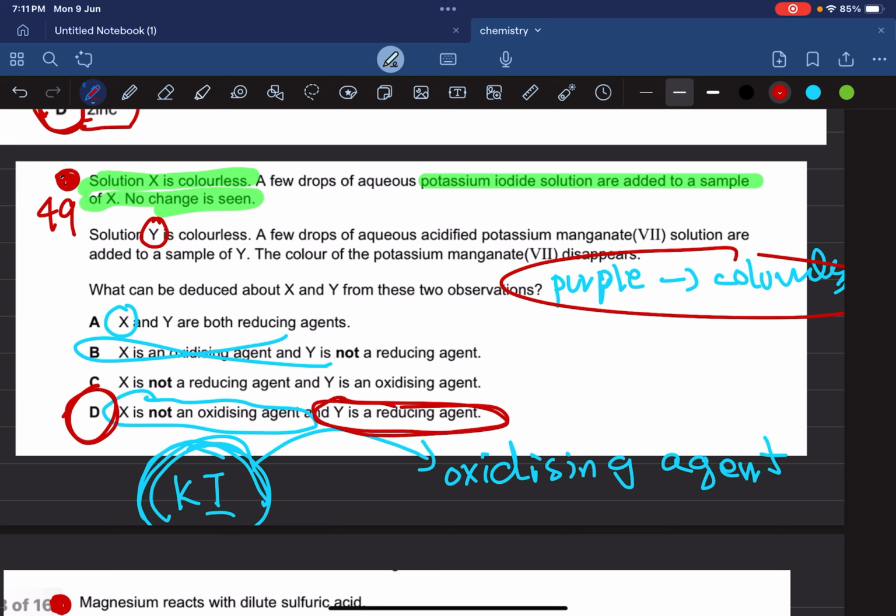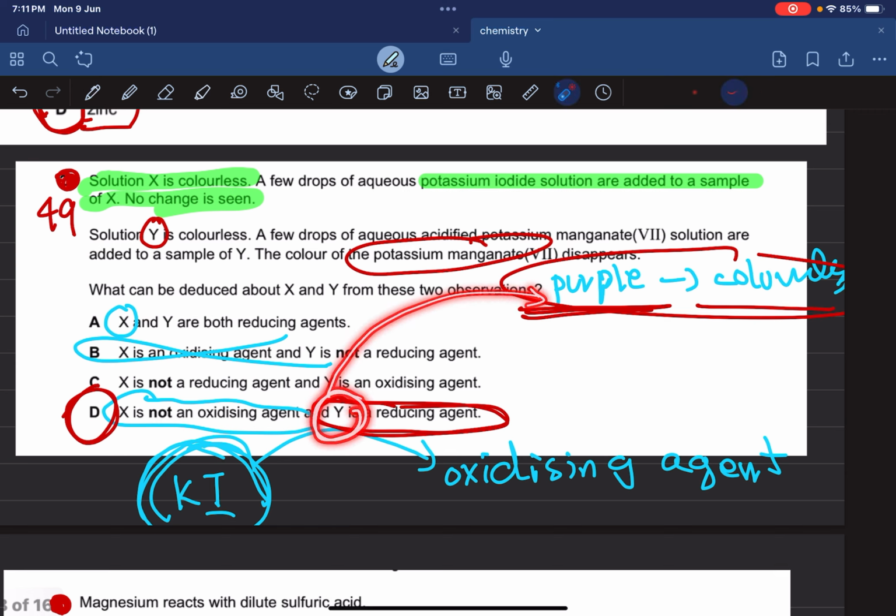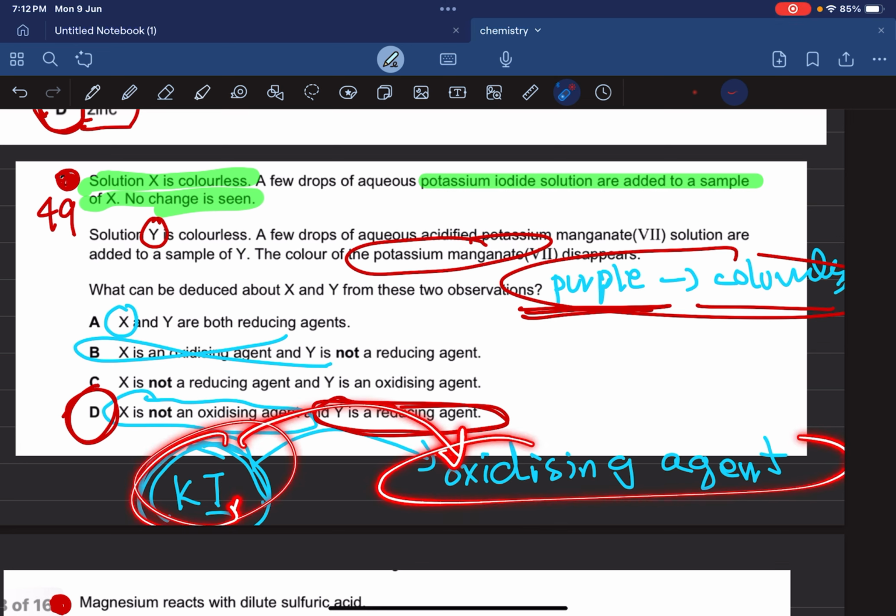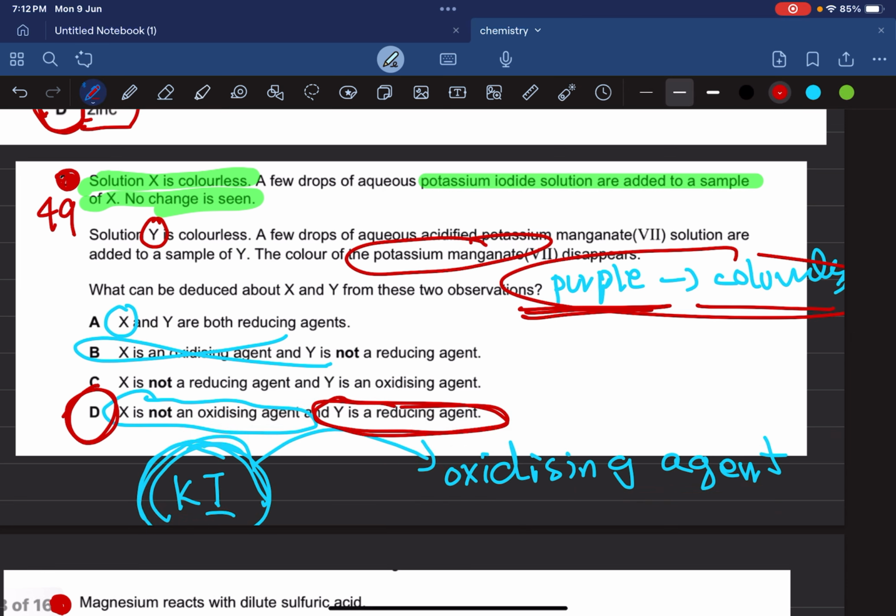Why is Y a reducing agent? Because potassium manganate is an oxidizing agent, and if potassium manganate changes from purple to colorless, that means whatever is being added to it is a reducing agent. Just learn that KI is used to test for oxidizing agent. If something added to it changes color, it is an oxidizing agent. If it does not change color, it is not an oxidizing agent. And KMnO4 is used to test for reducing agent. If something changes color from purple to colorless, then that thing is going to be a reducing agent.